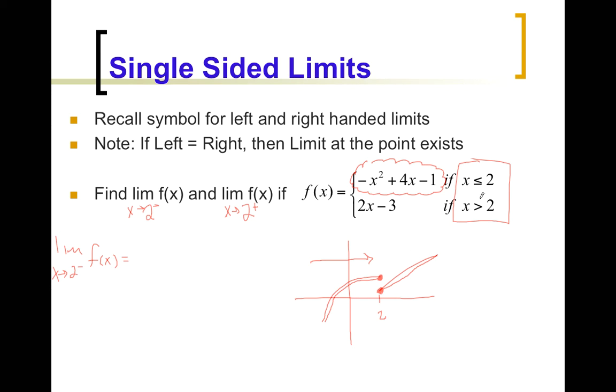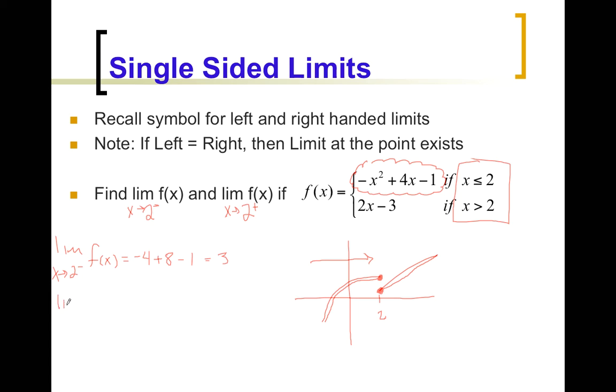It really comes down to just knowing what's left of 2. That's less than 2. So I need to use the left side function, and I get to plug in 2. So I get 2 squared is 4, so this becomes a negative 4 because of the negative there. 4 times 2 is 8, and a minus 1. So here I plugged in x equals 2, I squared it, I got the negative, I did 4 times 2, got 8, minus 1, and I get a 3. That means the limit from the left is equal to 3.